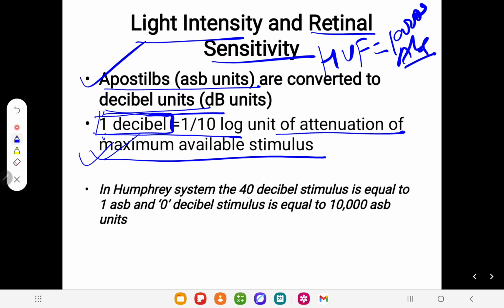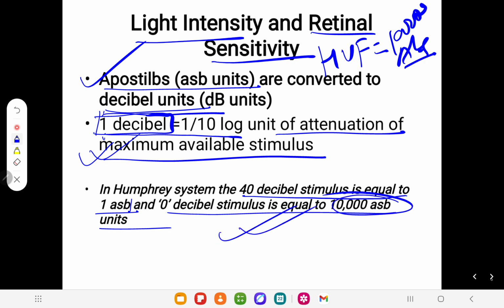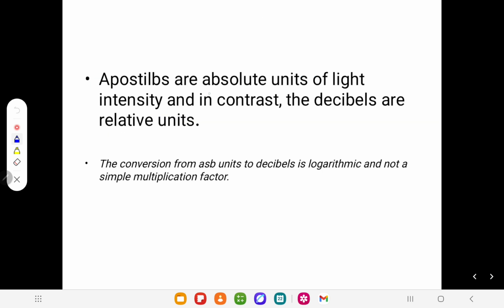In a Humphrey system, 40 decibel stimulus is equal to 1 apostilb, and 0 decibel stimulus means 10,000 apostilb. I'll make it clear, but currently you feel like what is this? Don't worry. So apostilbs are absolute units of light intensity. Suppose my tab has certain apostilb light throwing, or your torch light, or AVF, it doesn't matter, or your computer, or the lamp, it doesn't matter, because that apostilb is equal to my tab's apostilb. But decibel, definitely relative units.